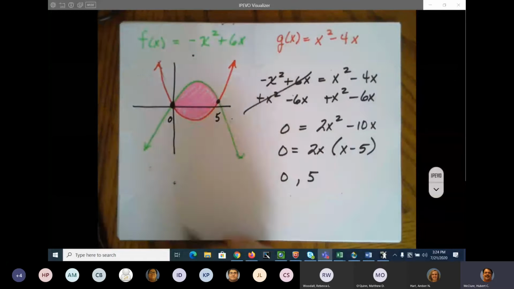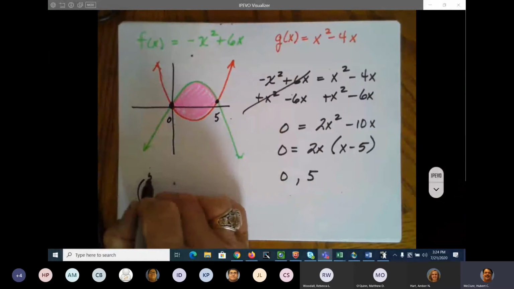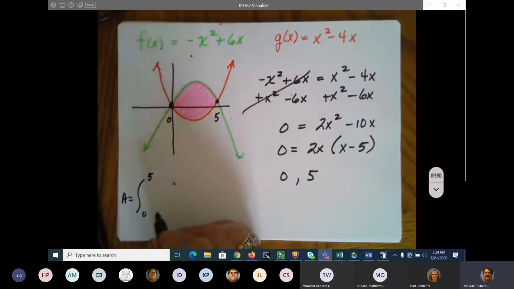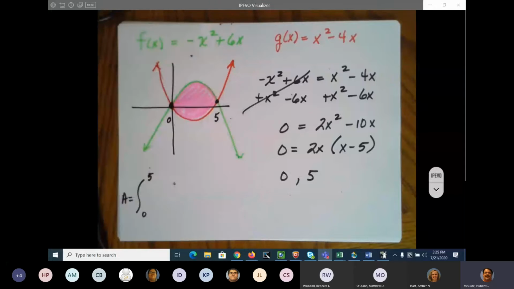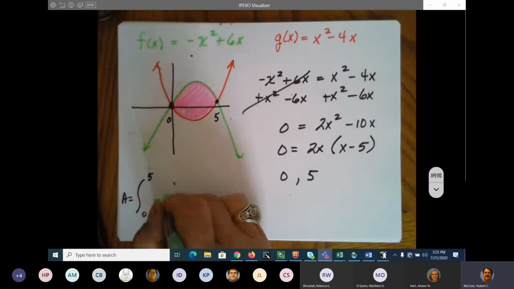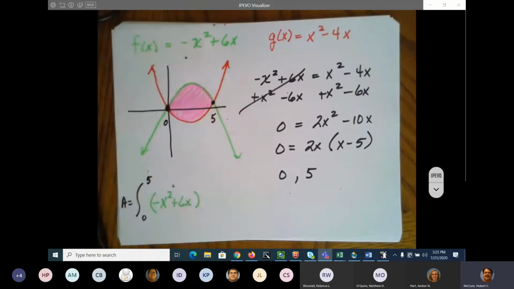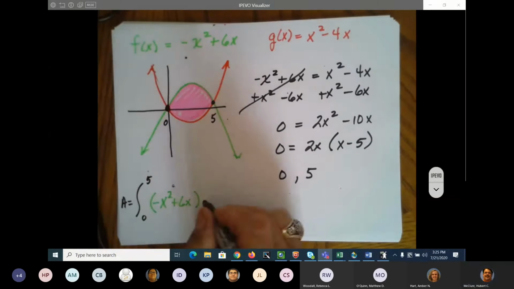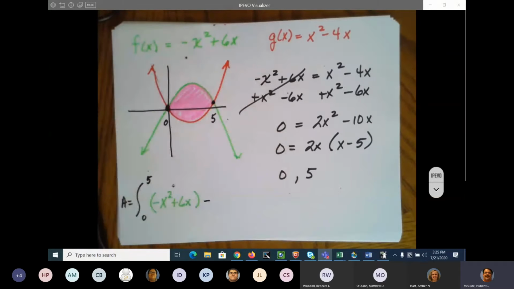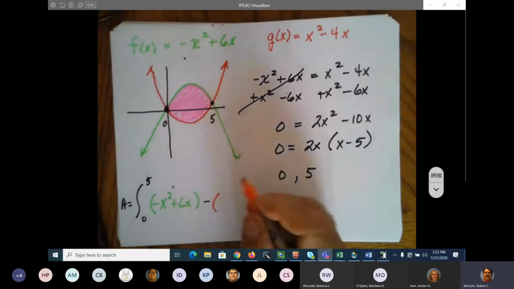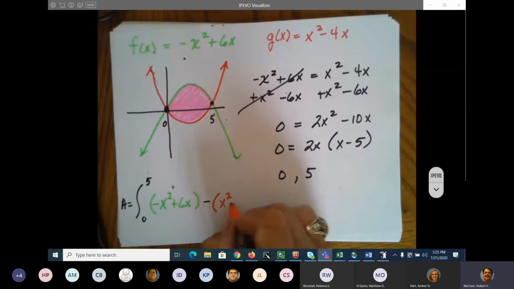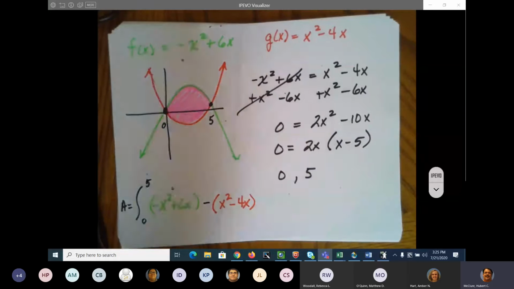So the antiderivative from 0 to 5 of the top, which is the green, is going to be negative x squared plus 6x minus the orange, which is x squared minus 4x dx. And that's the setup.